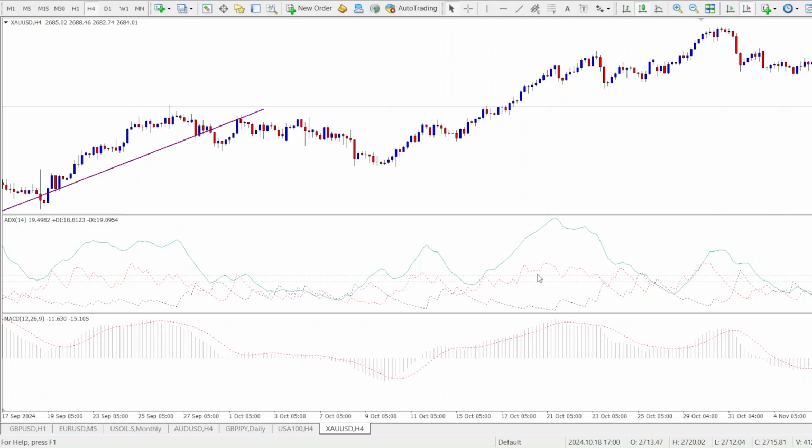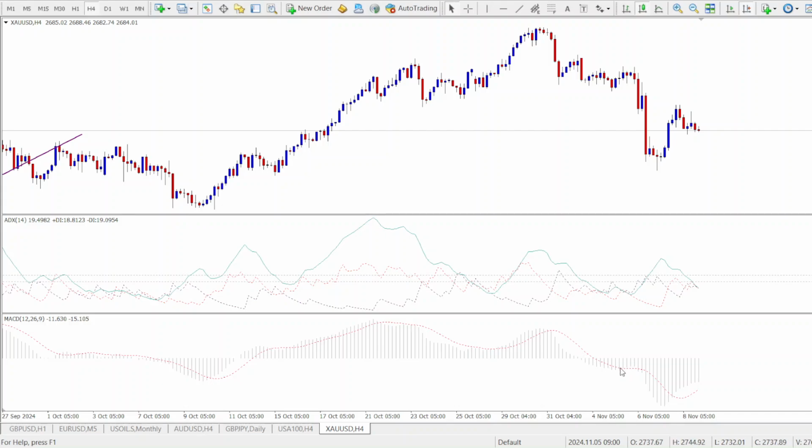Now let us look for another example. Okay, let us see if we can find an example whereby, okay, we can see now in this situation we had the ADX cross above the 25 and even the 30, but we did not have a confirmation from the MACD to buy.